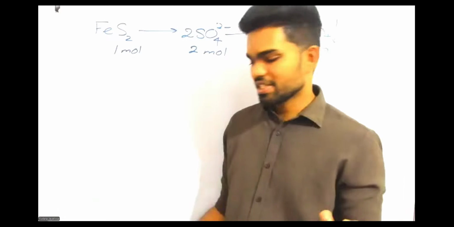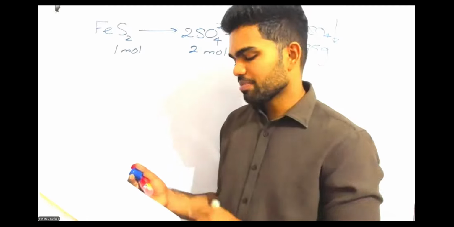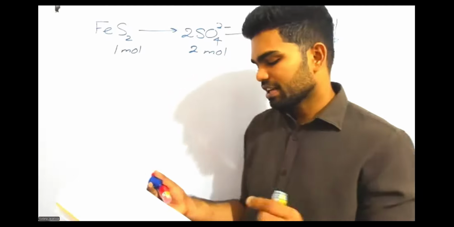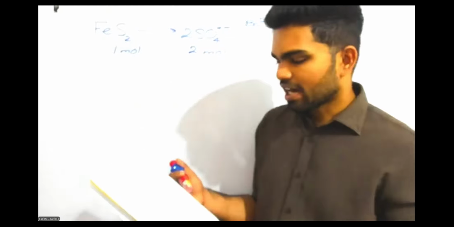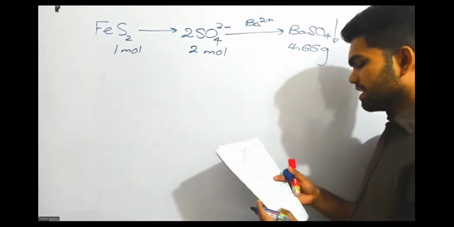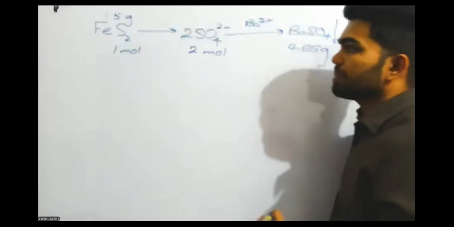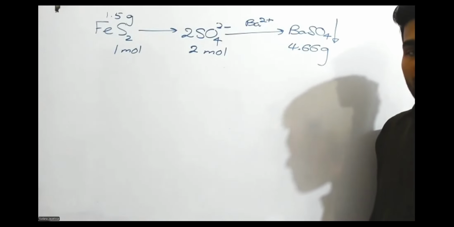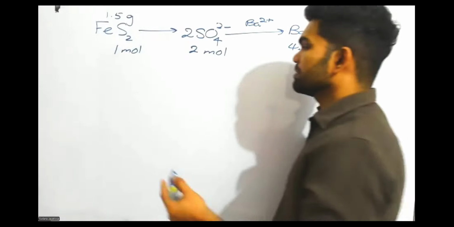It's obvious because later in the question they have given the relative atomic masses of oxygen, sulfur, iron, barium, those elements too. So obviously you need to start from there. Understood? Here we have a 1.5 gram sample of iron pyrite, and you need to calculate its weight percentage. This is how you need to do it.